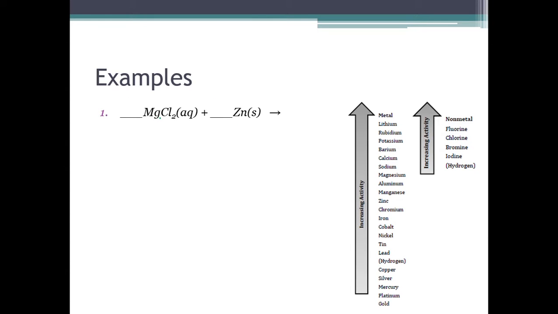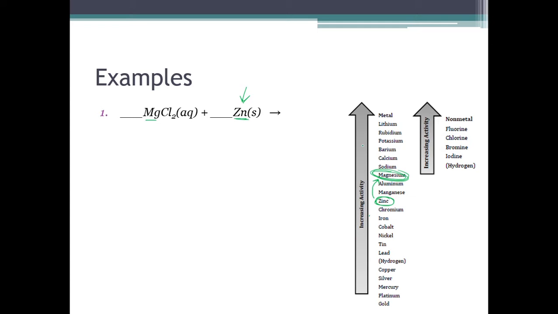We've got two metals in this problem. We've got this metal and this metal. Our single element is a metal, so we're going to check the metal activity series. And we've got magnesium right here, and we have zinc. Zinc is down here. So we have this low activity element trying to kick out this higher activity element.